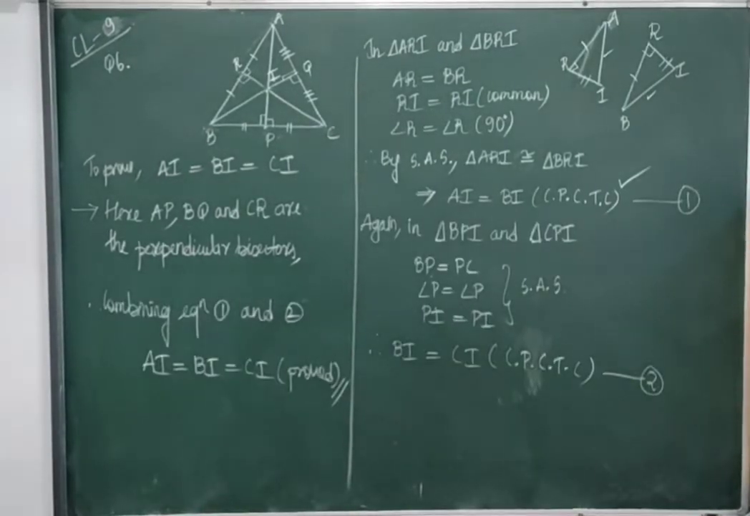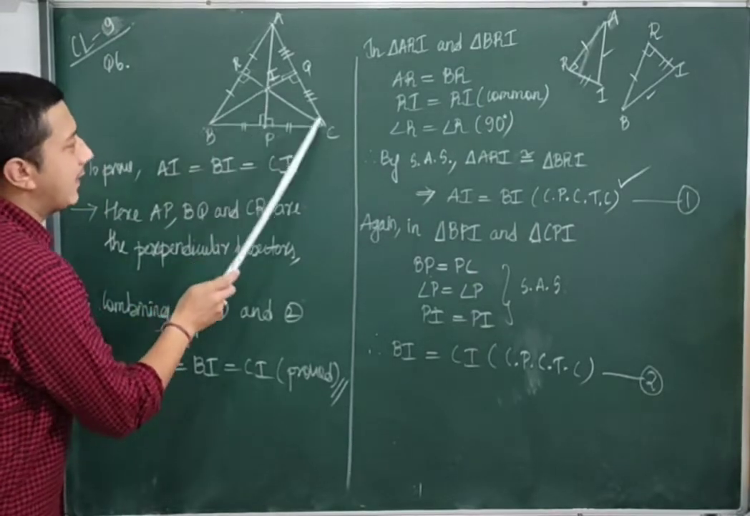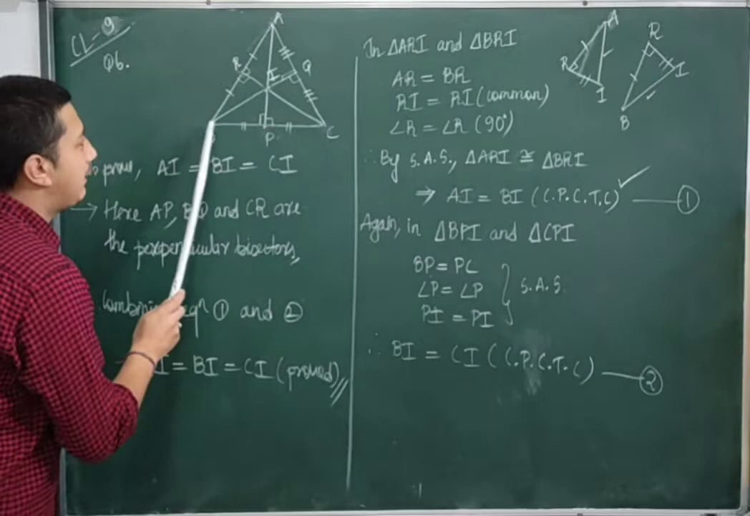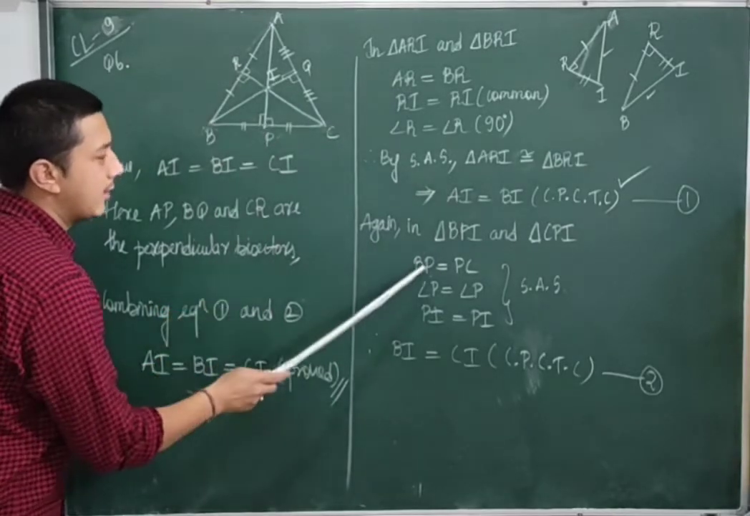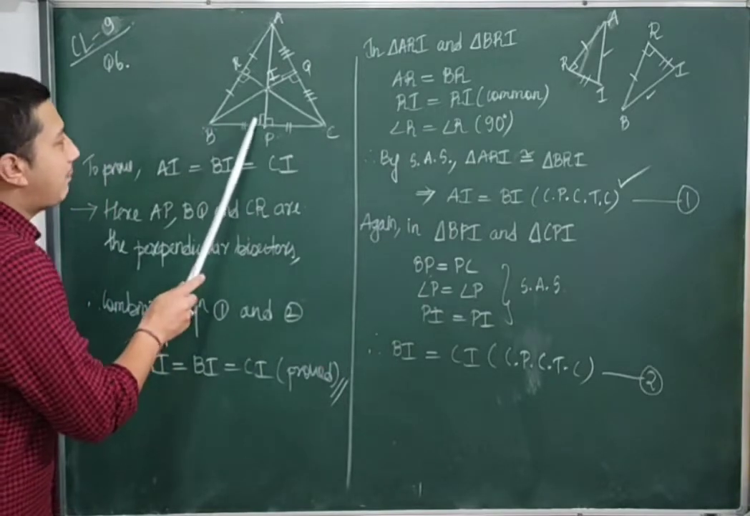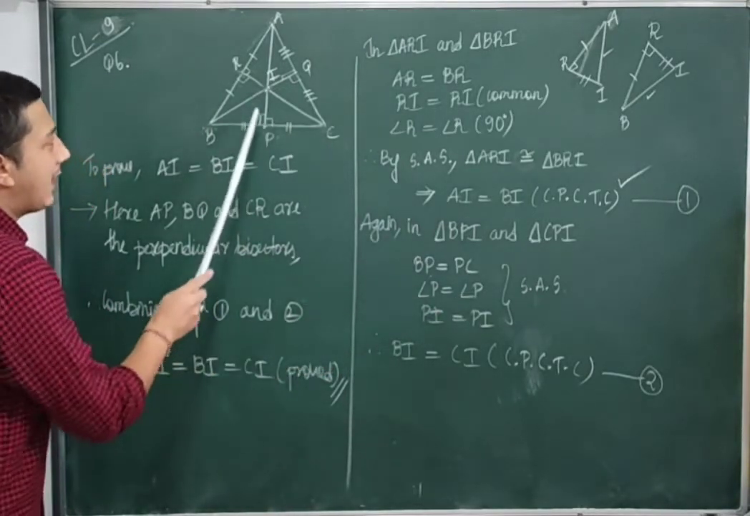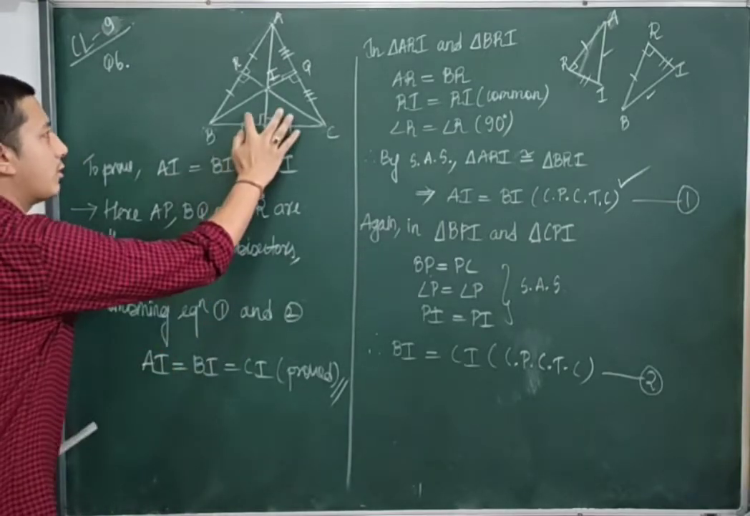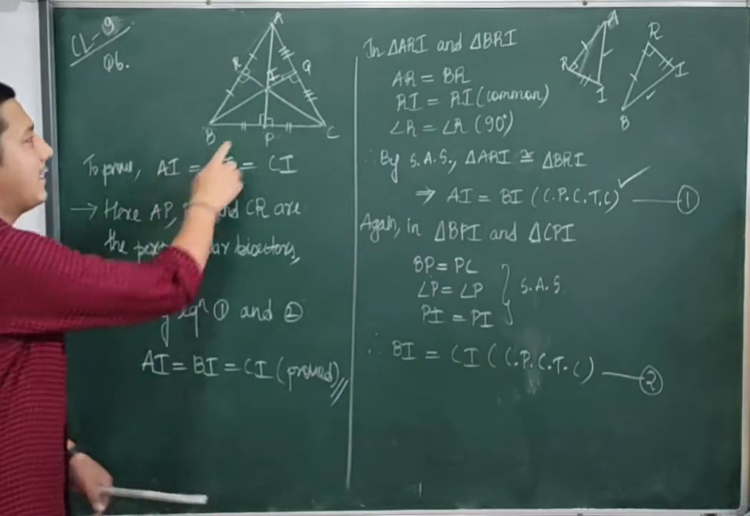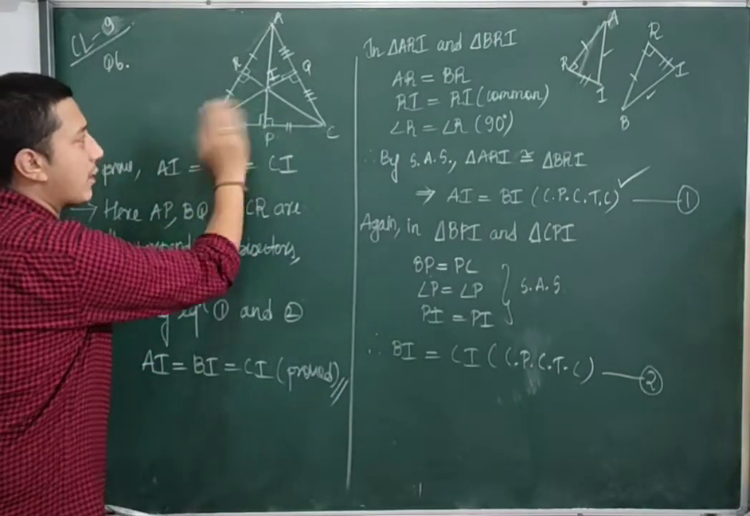Alright boys, now let's move on to the second part. Again, in triangles BPI and CPI, BP equals PC, we know. Angle P equals angle P, 90 degrees, we know. PI is contained in both the triangles, so PI equals PI, which is common. So hence, by side-angle-side, these two triangles are congruent to each other.